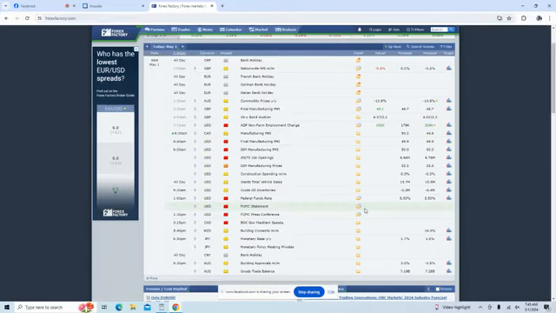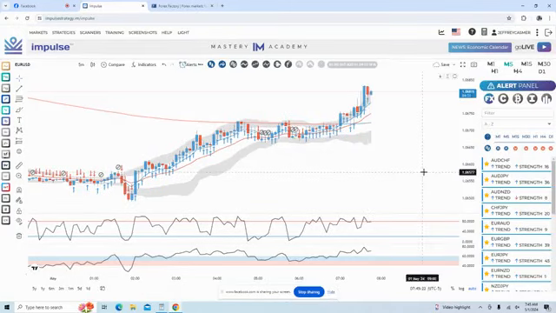So you have to be aware when you log in and you're looking at charts, before you even look at a potential trade, you've got to see what the news is for the day. Sometimes you'll be able to see in the impulse scanner where the news hit. That is the first step. You go right here. So this is the impulse scanner.